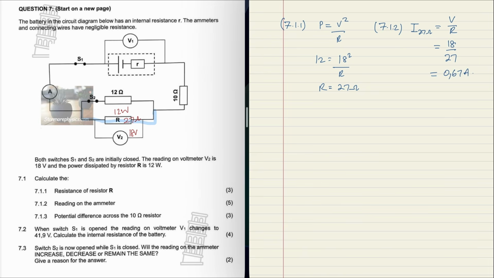amps. Now for the upper branch, because they are in parallel, the upper branch is also going to be using up 18 volts.